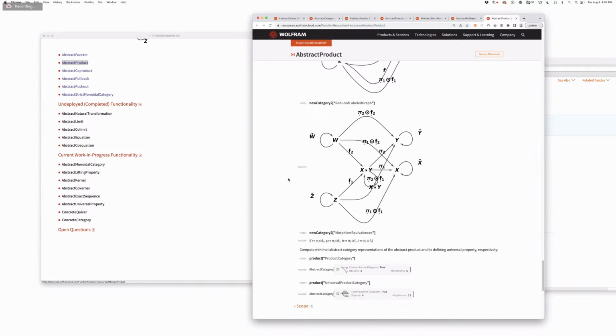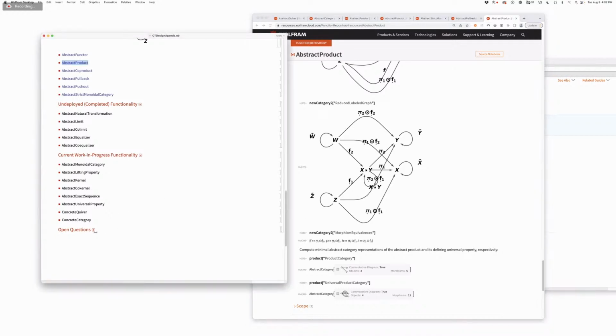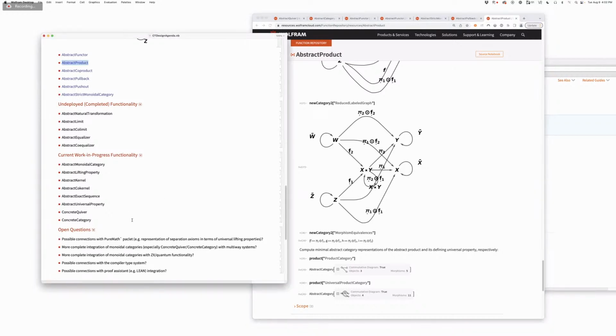Let's talk about concrete categories if we could. I think you've got open questions here, and oh my gosh, connections to the pure math packlet. Now, Ian might be able to speak to some of that. Right. Ian, can you speak to any of that?